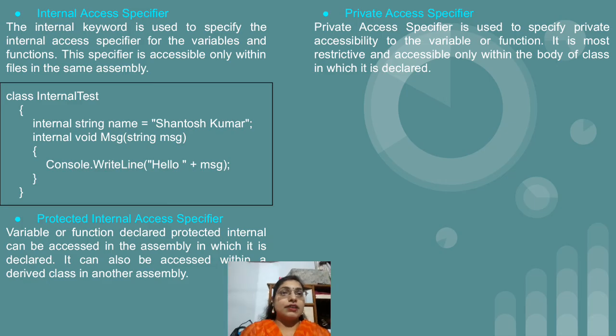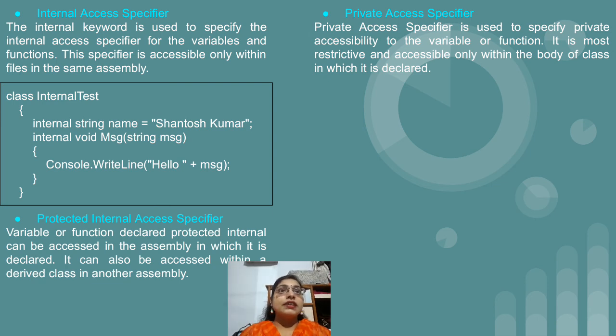Internal access specifier. Internal is a keyword like public, protected and private. Now just see the example. We have created one class, InternalTest. In that we have declared one variable and one method with the internal specifier: internal string name equal to Santosh Kumar, and second, internal void message(string msg), and then Console.WriteLine hello and the message, that is, the name we have passed.